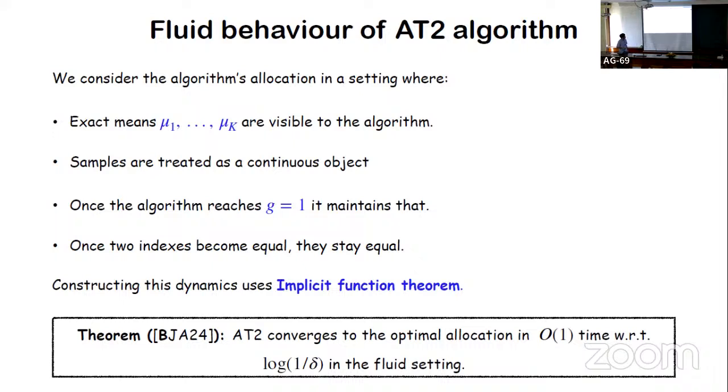And we construct this dynamics using the implicit function theorem. I haven't added the ODEs into the slide, but we can show that the number of samples to every arm increases by a system of ODEs, and we can actually show that the proposed anchored top two algorithm converges to the optimal allocation in a constant amount of time with respect to this log 1 upon delta in this simplified fluid setting.